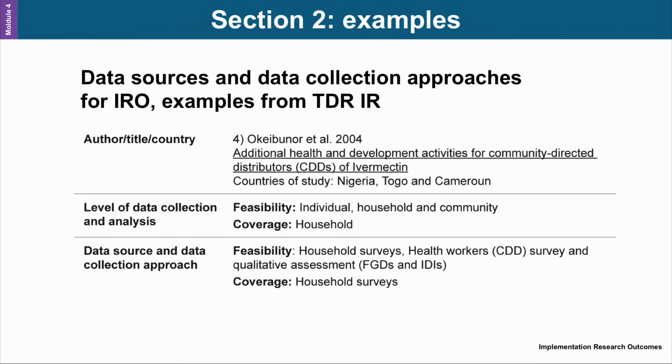In our fourth example, Alke Brunar and colleagues assessed whether community-directed distributors' additional activities had a negative or positive effect on the distribution of ivermectin to treat onchocerciasis. Feasibility, operationalized here as attitude and performance of CDDs involved in other public health activities, was measured at the individual or CDD level through health worker survey, at the household level through household surveys, and at the community level through focus group discussions and in-depth interviews with caregivers.